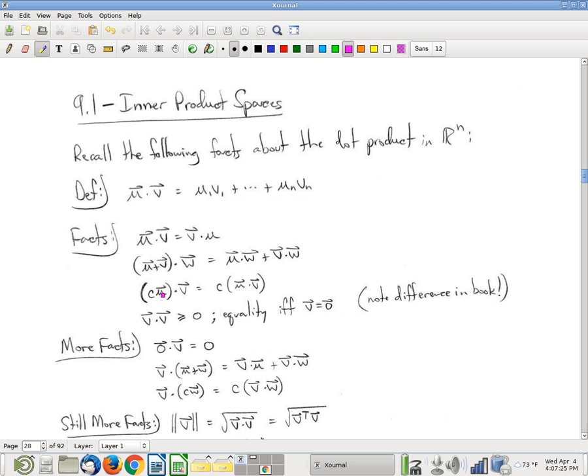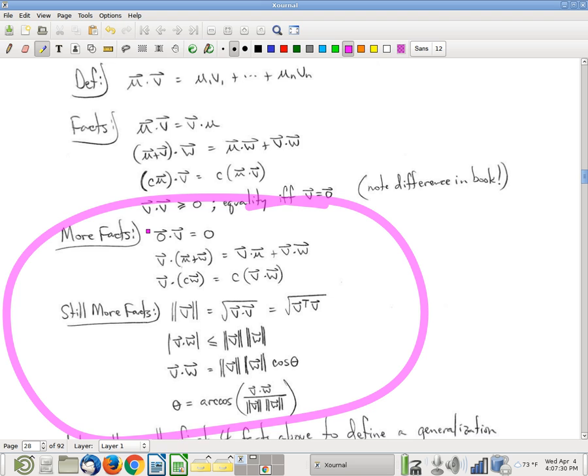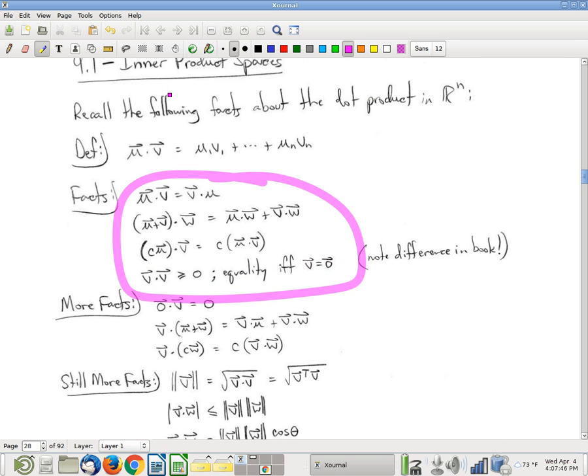Okay, so there's several other properties about the dot product, and again, I hope these are all familiar. If you're a little rusty on your Math 212, this would be a good time to brush up. But these are all true facts about the dot product. But we're not going to focus on those right now. We're just going to focus on these four, and just like we did for vector spaces, we're going to say anything that behaves like this is, in a sense, kind of like the dot product.